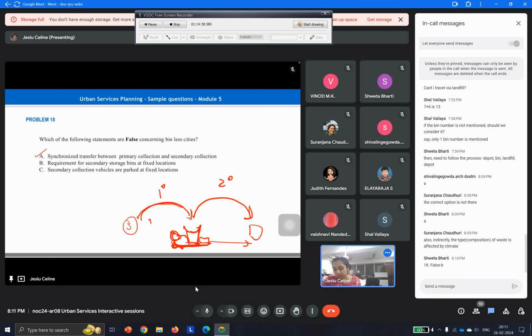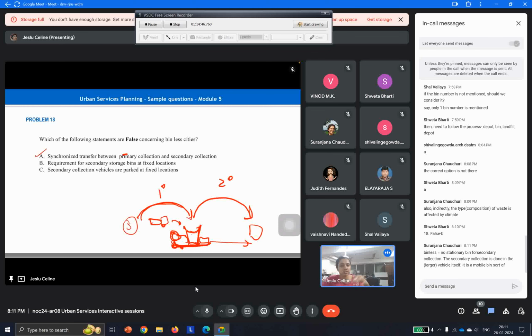Which means that from the primary vehicle to the secondary vehicle, there needs to be good synchronization. So the primary and the secondary collection systems are synchronized. So there's no bin, it immediately goes. Yes, binless, which means no stationary bin for secondary. So this is correct. Requirement for secondary storage bins at fixed location. So it's binless. So as rightly said, this is a wrong statement.